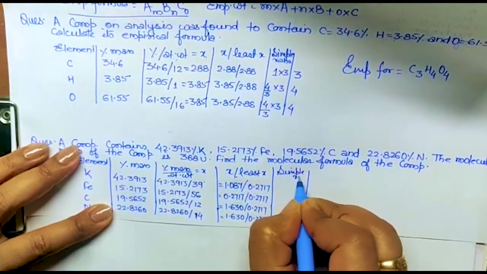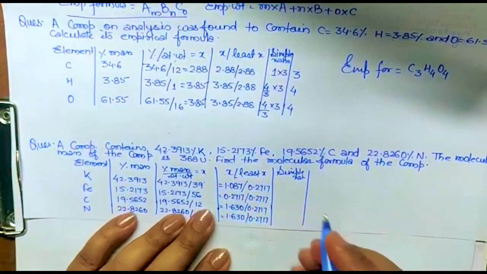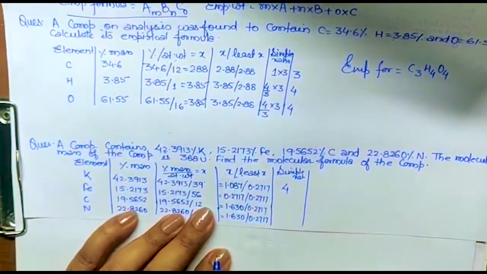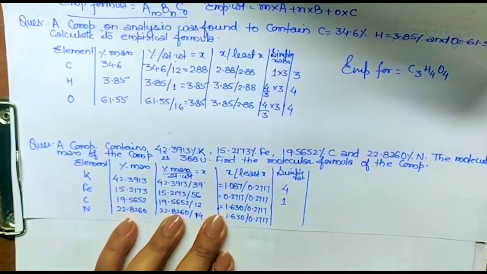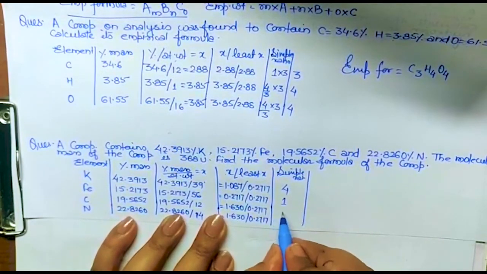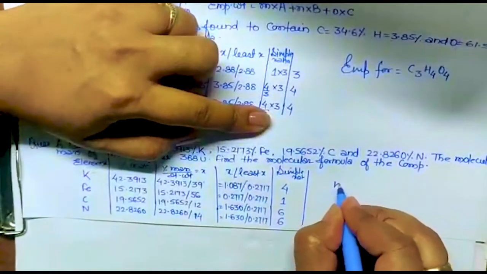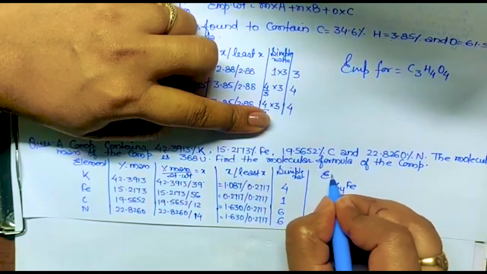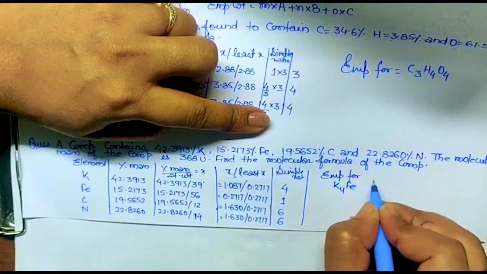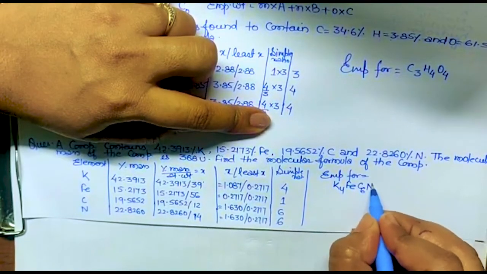The simple ratio is what it is. You divide this by this, it is coming 4. Okay. This is 1. This one divided by it, it is coming 6. This is also coming 6. So what is the formula? K4Fe, empirical formula. Okay. Empirical formula is equal to K4FeC6N6.